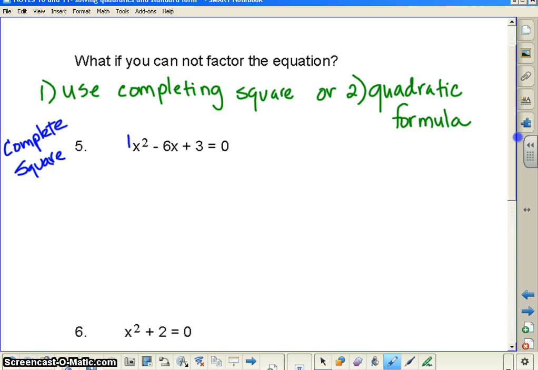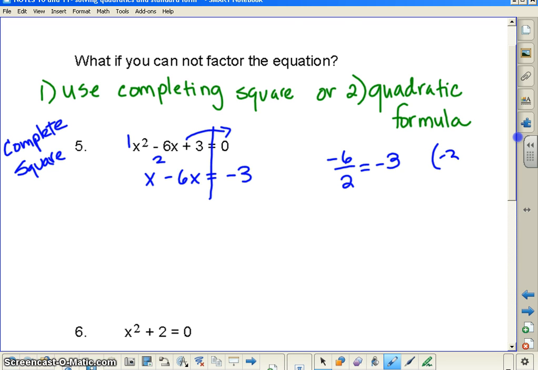If I complete the square, I need to make sure that the constant is on the side by itself, so that gives me x squared minus 6x equals negative 3. Then we take negative 6 divided by 2, and that gives me negative 3. Then I square that number, and that gives me positive 9. Now this should sound familiar. We did this with the circle equation.